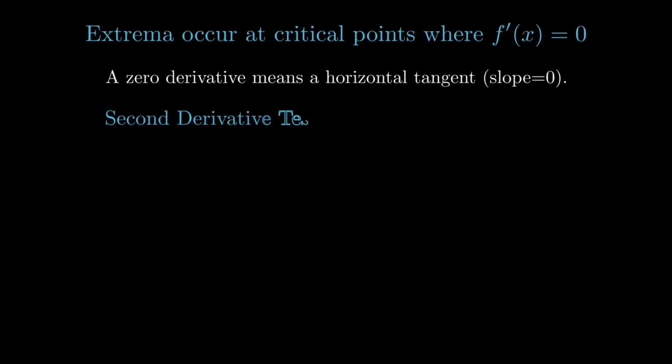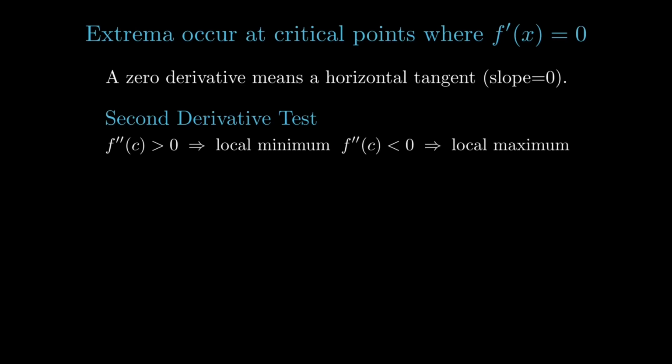If the second derivative at a point c is positive, that is, if f double prime of c is greater than 0, then the function is concave upward at that point and we have a local minimum. And if f double prime of c is less than 0, then the function is concave downward and we get a local maximum. This test gives us a clear way to classify the nature of extrema without needing to graph the function.